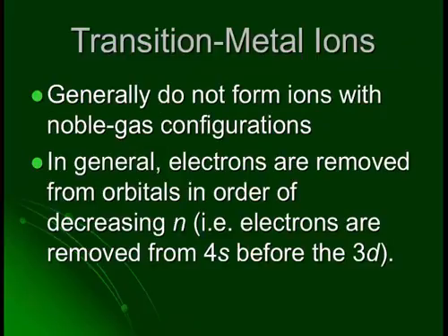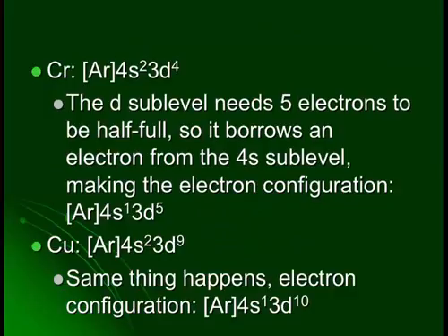Transition metals don't generally have noble gas configurations, but they do have a transition of electrons. So, for example, chromium has 4 electrons in the d. If it had 5, it would be half full, and you would have these orbitals. Remember, there's 5 d orbitals. Each orbital would be occupied, and that makes a relatively stable atom.